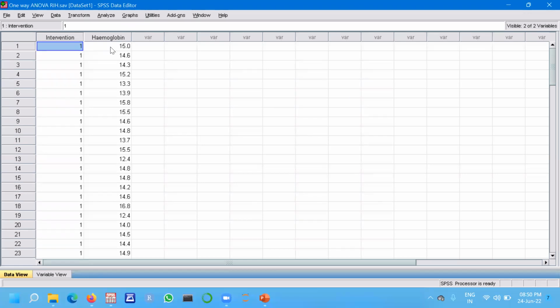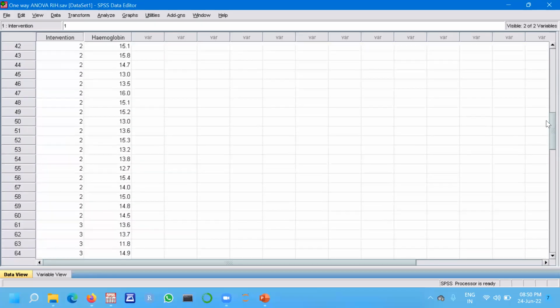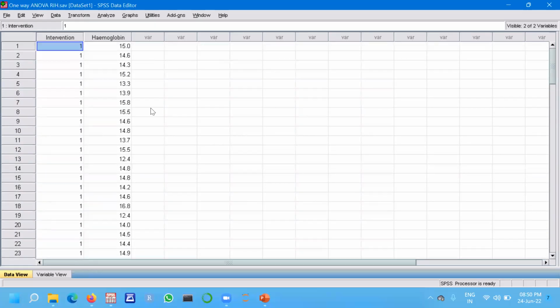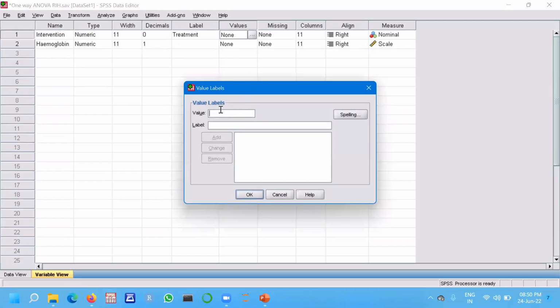Yes. So in this data set, you can see intervention 1, then intervention 2, intervention 3, isn't it? And the corresponding hemoglobin levels are also given. Now we are comparing these groups. Now let us see the variable view. In variable view, I have not defined it, so let me define that. It is a treatment, and values are not given. So I am giving the value 1.